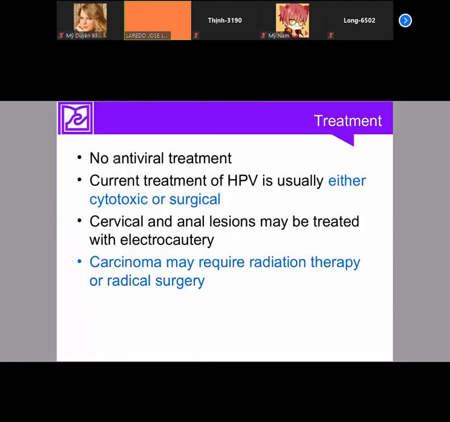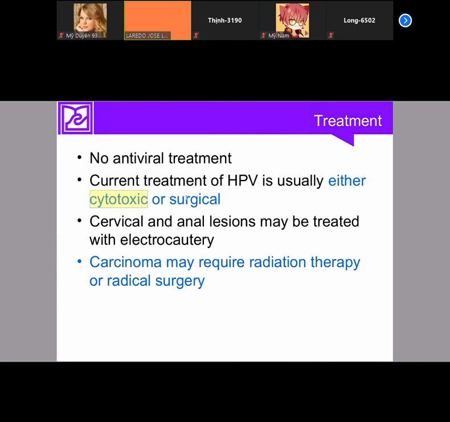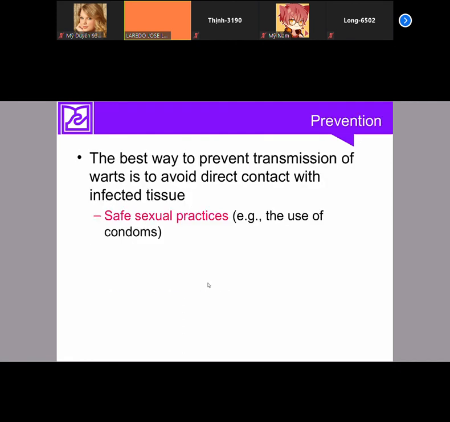We don't have any antiviral treatment against these diseases. So the common warts, the skin warts, are treated usually by surgery or using cytotoxic drugs, not antivirals, or cryotherapy with cold therapy that I don't show you here. Cancers require a very important surgery, radical surgery, combined with radiation therapy that you will study in the future. So we don't have any antiviral treatment for cancers.